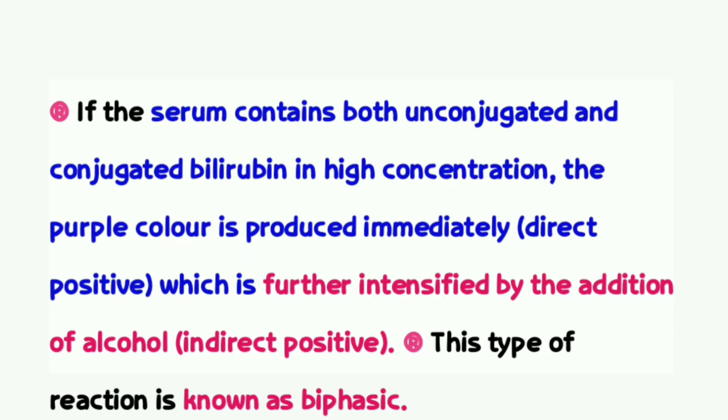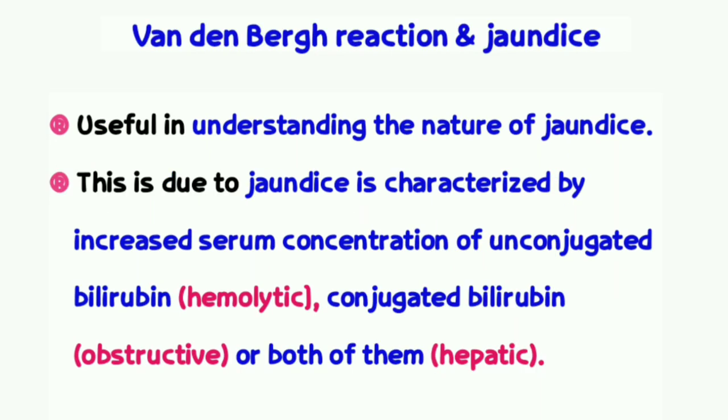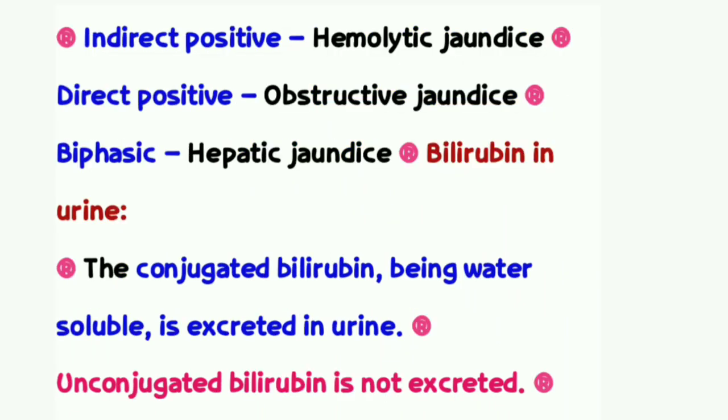If the serum contains both unconjugated and conjugated bilirubin in high concentrations, the purple color is produced immediately, direct positive, which is further intensified by the addition of alcohol, indirect positive. This type of reaction is known as biphasic. It is useful in understanding the nature of jaundice. Jaundice is characterized by increased serum concentration of unconjugated bilirubin, hemolytic; conjugated bilirubin, obstructive; or both of them, hepatic. Indirect positive: hemolytic jaundice. Direct positive: obstructive jaundice. Biphasic: hepatic jaundice.